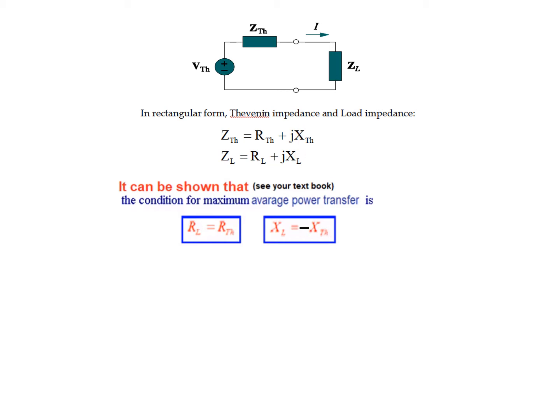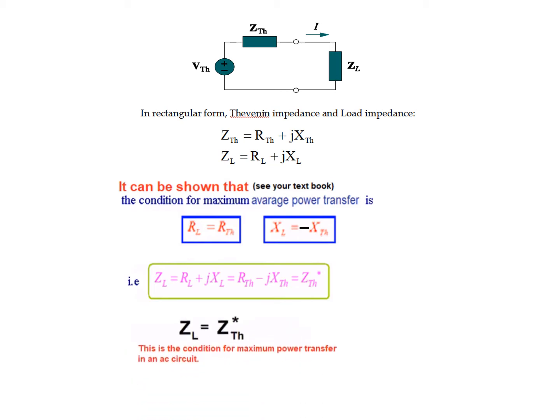So minus X Thevenin, it is important to note this. And therefore we can say that since ZL is equal to R plus JXL, and replacing R by R Thevenin and XL by minus X Thevenin, this will become equal to Z Thevenin conjugate, because the sign has now changed. You see, Z Thevenin was R Thevenin plus JX Thevenin, but here it is a minus sign, so it will be Z Thevenin conjugate. And therefore ZL has to be equal to Z Thevenin conjugate for maximum power transfer.